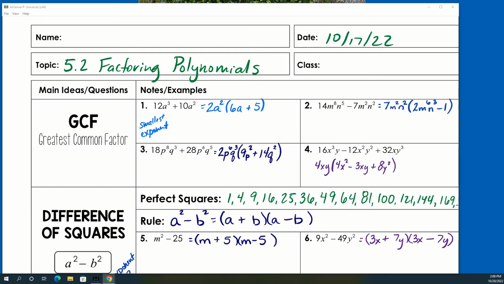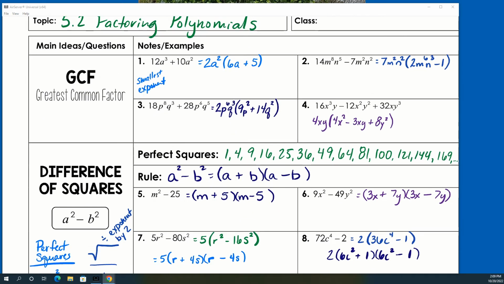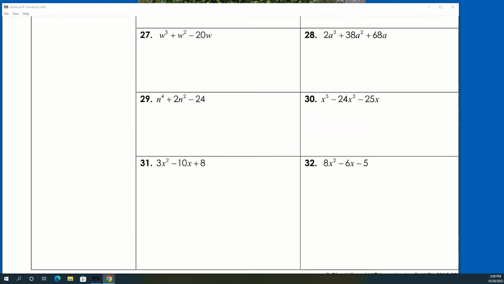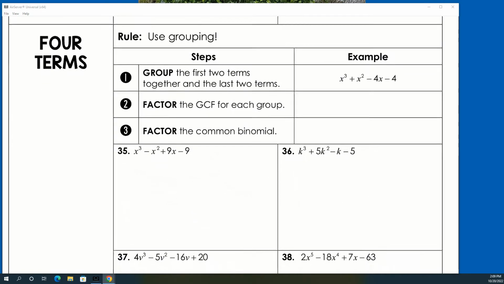Okay, so find this packet. We're going to start backwards today because there's going to be some stuff we've already done and some new stuff. I want to do the new stuff first. So turn to the middle page where it says 4 terms. That's what we're going to do first.